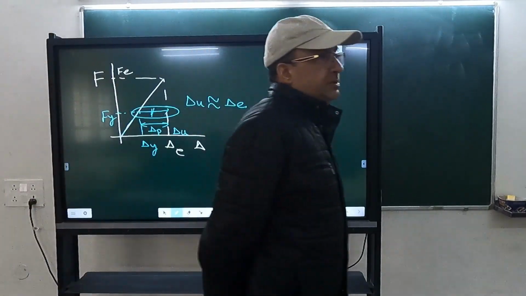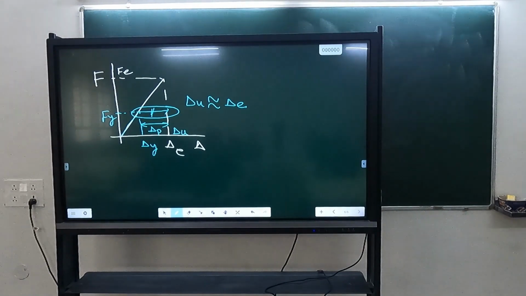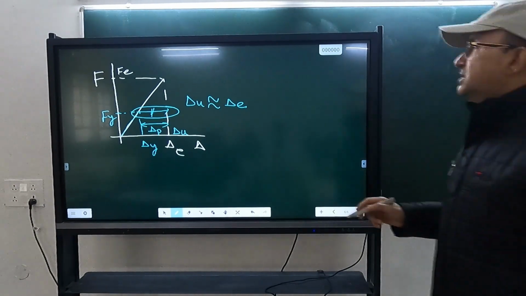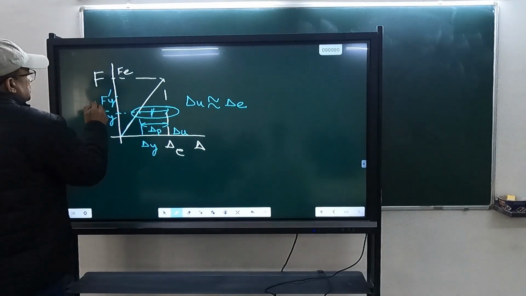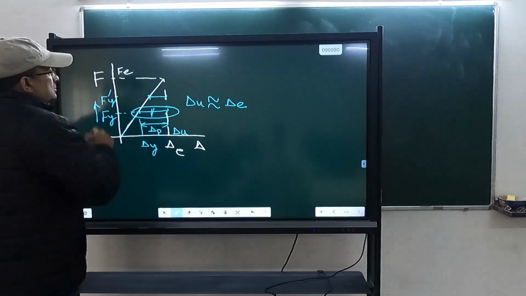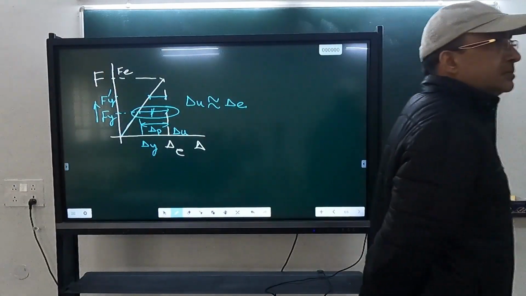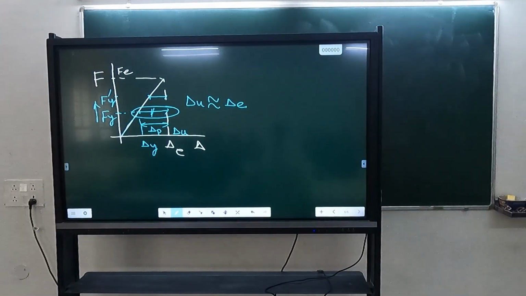How can you reduce this? Increase the strength of material. Not material; material strength may not be possible because steel, if you have already used Fe 500, how can you increase it? So the strength of material you cannot increase, but the strength of the structure you can increase. How? By putting more material. So increase the size of the members. So the strength of the structure you can increase. So suppose you change Fy to Fy dash. The damage may be reduced.